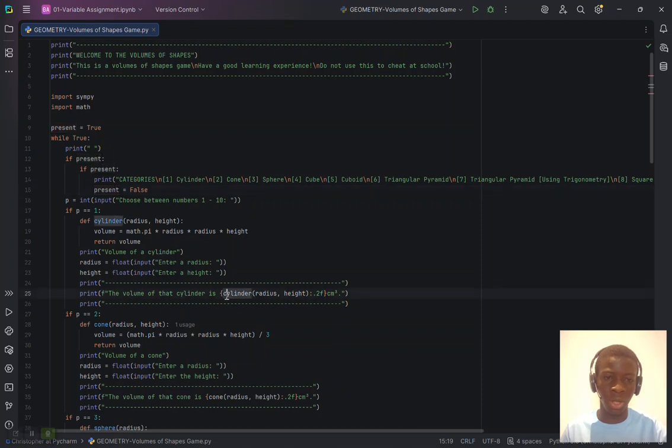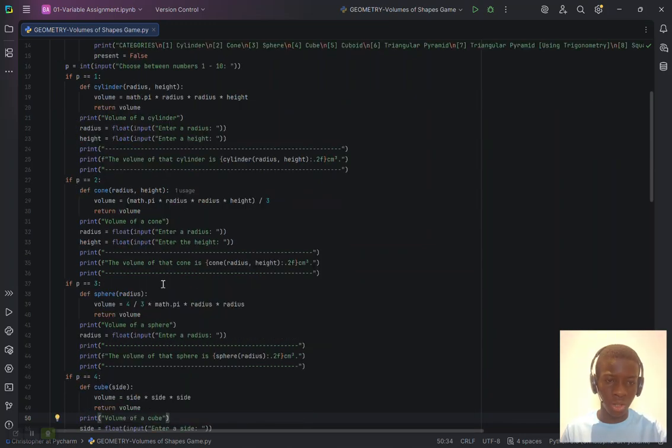These are just the inputs: cylinder, radius, height. The same thing is because I called it that, and that's why it's like that. So therefore, here it is. Volume is pi r squared h. Cone is pi r squared h divided by 3. Cone is 1/3 of the cylinder.